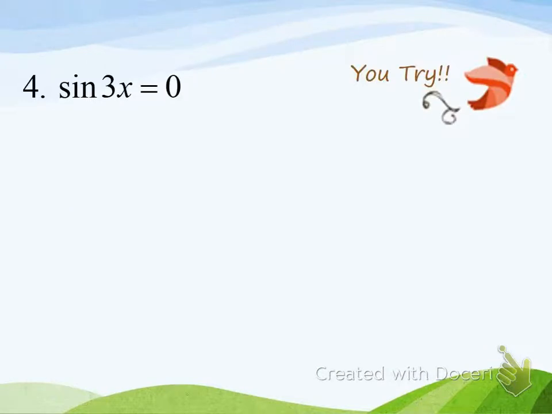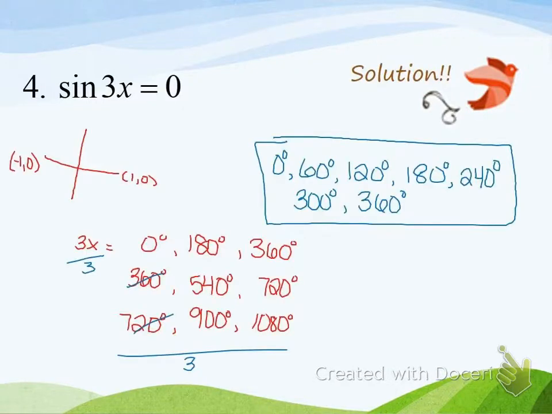If it does, try number 4. Stop the video. You can start it back up, and then see how you did. All right. Did you get these? 0, 60, 120, 180, 240, 300, and 360.